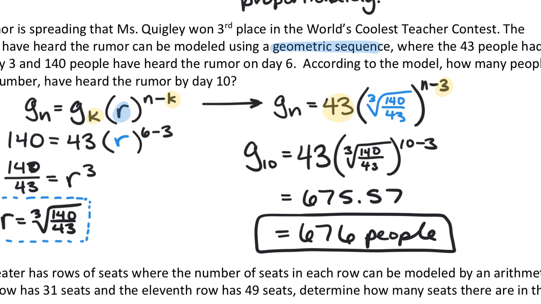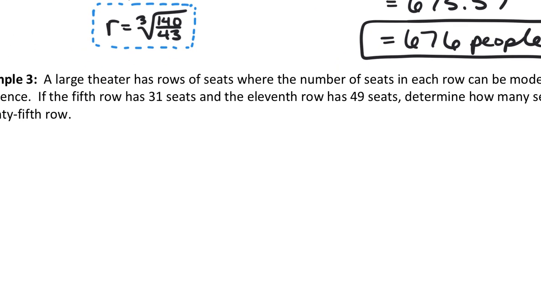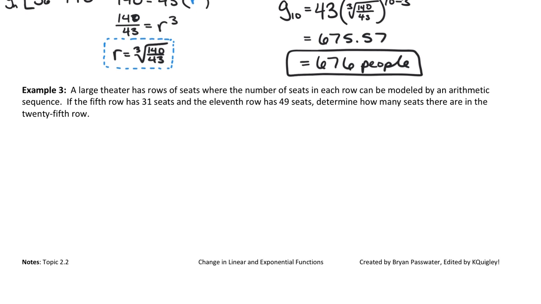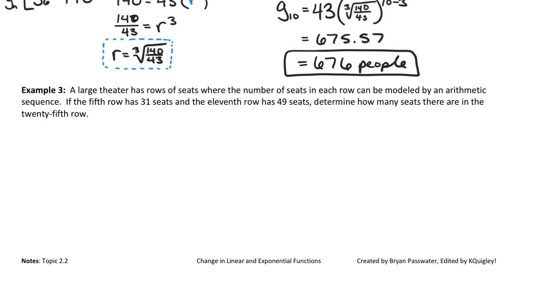Can we do another one of these? Great. This next one says, a large theater has rows of seats where the number of seats in each row can be modeled by an arithmetic sequence. If the fifth row, let's highlight that, arithmetic. Arithmetic acts like a linear function. We're more comfortable here. If the fifth row has 31 seats and the 11th row has 49 seats, determine how many seats there are in the 25th row.